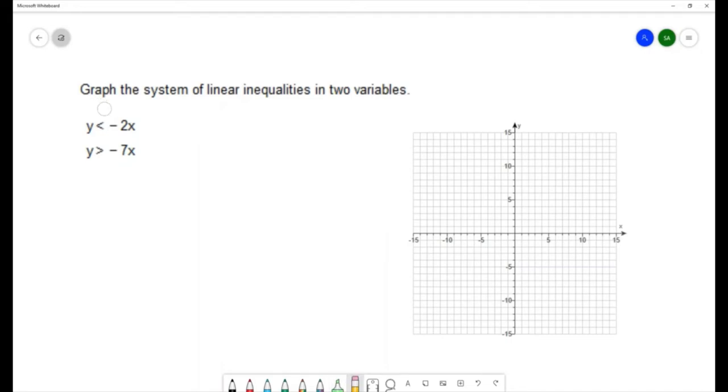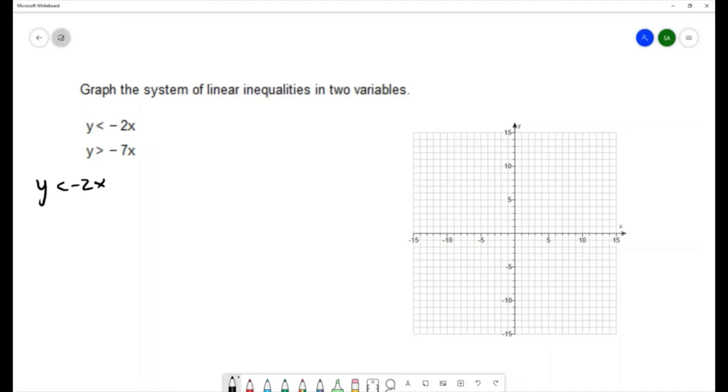For this question, we want to graph the system of linear inequalities in two variables. Our system of linear inequalities is y is less than negative 2x and y is greater than negative 7x. When we're graphing a system of inequalities, we want to graph each individual inequality on the same coordinate axis. So we're going to start with the first inequality, y is less than negative 2x.